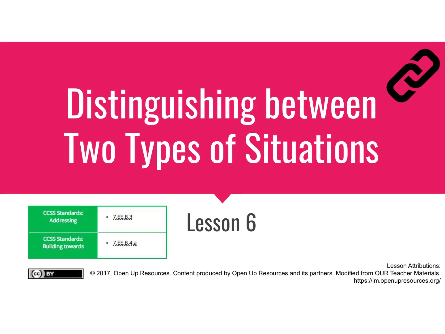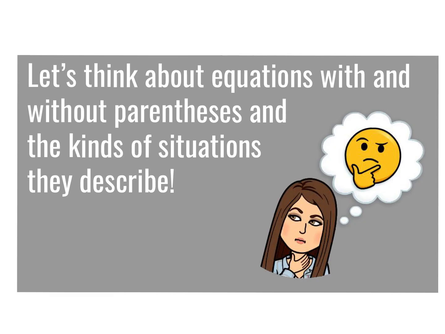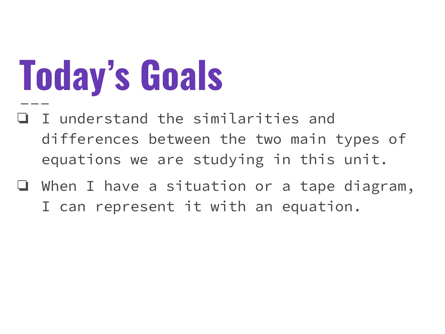Today we're going to continue with Lesson 6 in Unit 6, distinguishing between two types of situations. We will be thinking about equations with and without parentheses and the kinds of situations they describe. These are today's goals. Understand the similarities and differences between the two main types of equations we are studying in this unit. When I have a situation or a tape diagram, I can represent it with an equation.